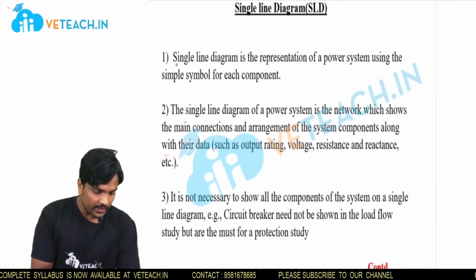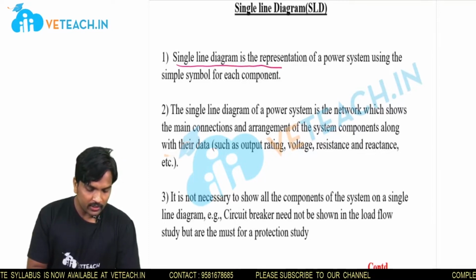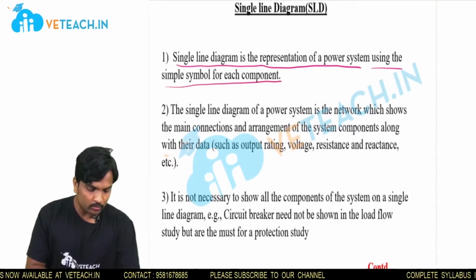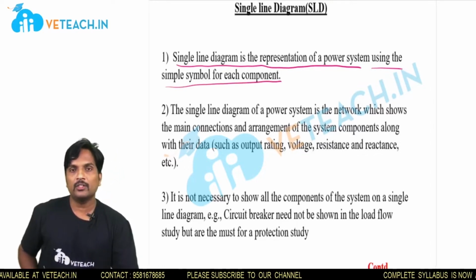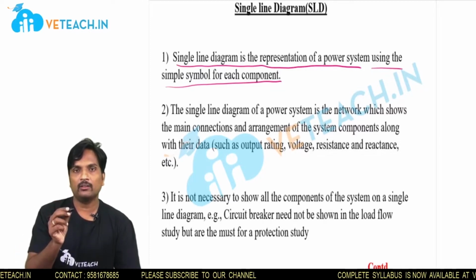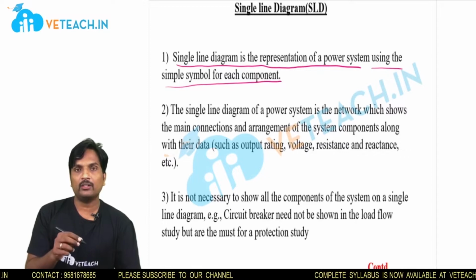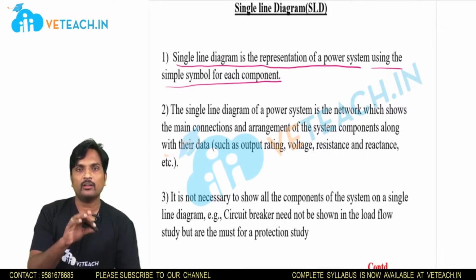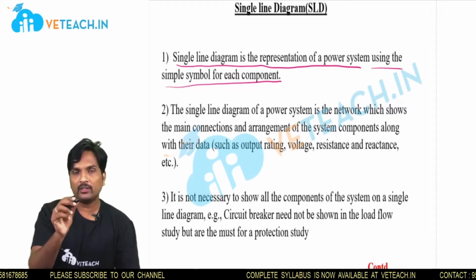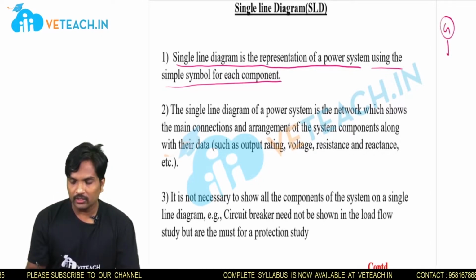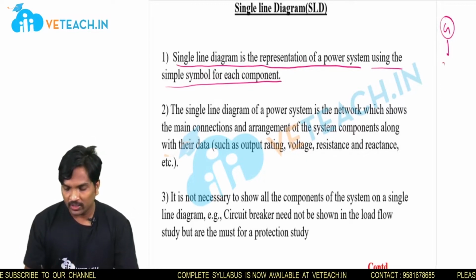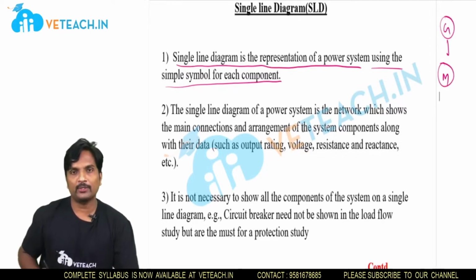Single line diagram is the representation of a power system using the simple symbol for each component. That is, for each and every element we have an equivalent symbol. In power systems, we represent all those elements in terms of simple components. That means, if you have an alternator, we represent it as G in single line diagram. If you have a synchronous motor or motor, we will represent it as M. That is a simple representation.